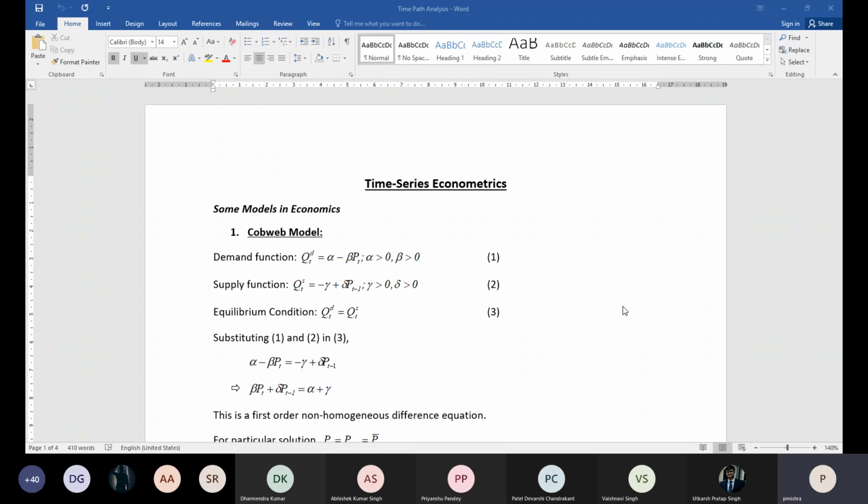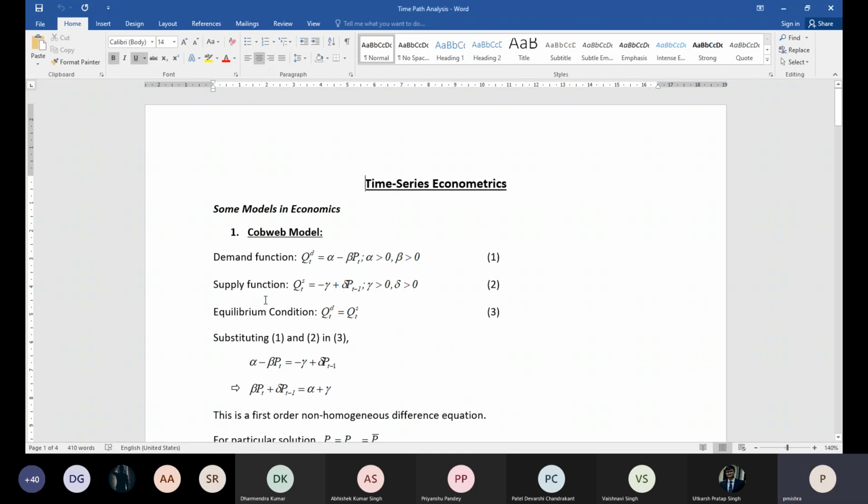Suppose let us start with Cowboy model. See the interesting part here. Here we are saying quantity demanded in year T is a function of price of that year. And we are assuming that as the price goes up, quantity demanded will go down. So this is the demand function. So we assume both alpha, beta to be positive.